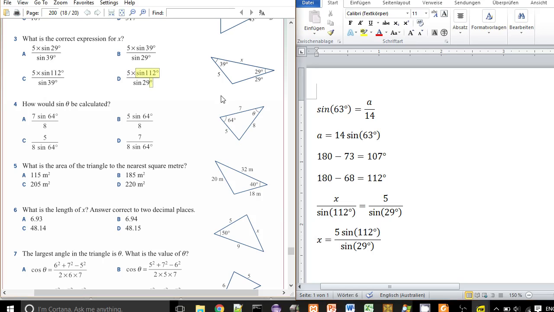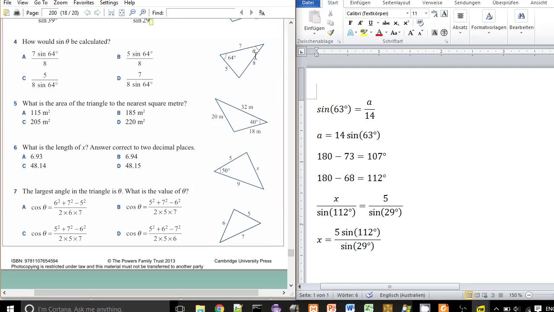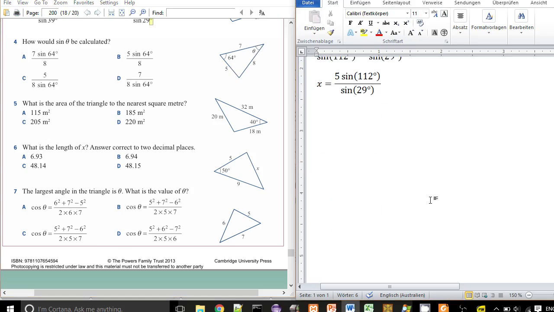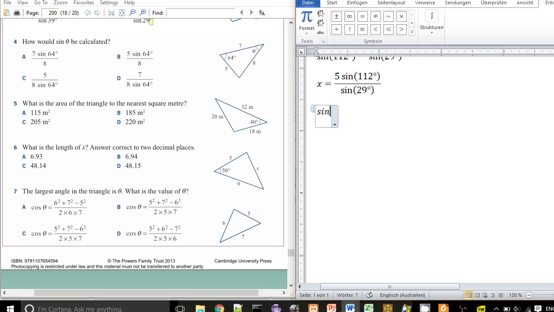Okay. Let's move on. How would sine theta be calculated? So sine theta over 5. Okay, so it's still the sine rule. Remember, we always match opposites. I don't know if I'm explaining it enough, but it's good practice. Sine theta over 5 has to equal sine 64 degrees over 8. Okay, opposites. Now we need to get rid of the 5, so we multiply by 5 and it ends up over here.